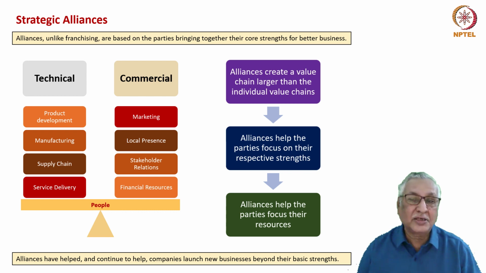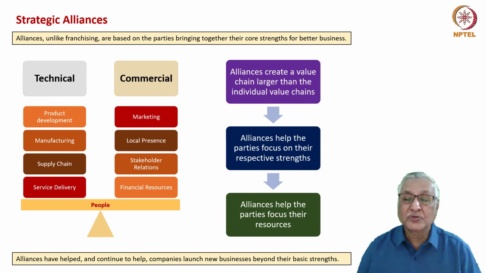Alliances typically create a value chain that is larger than the individual value chains. Why does it happen? If you have a manufacturing value chain and your alliance partner has a marketing value chain, together you create an end-to-end manufacturing to delivery value chain. Similarly, if you have a product development value chain and your partner has a manufacturing value chain, together you will create an end-to-end value chain from product development to manufacturing delivery.